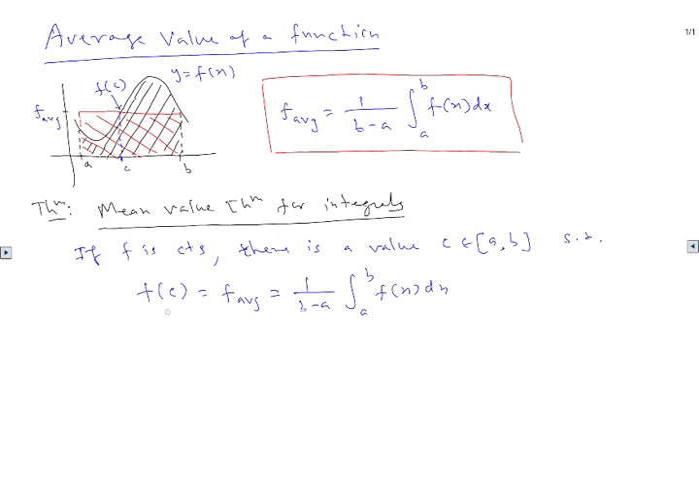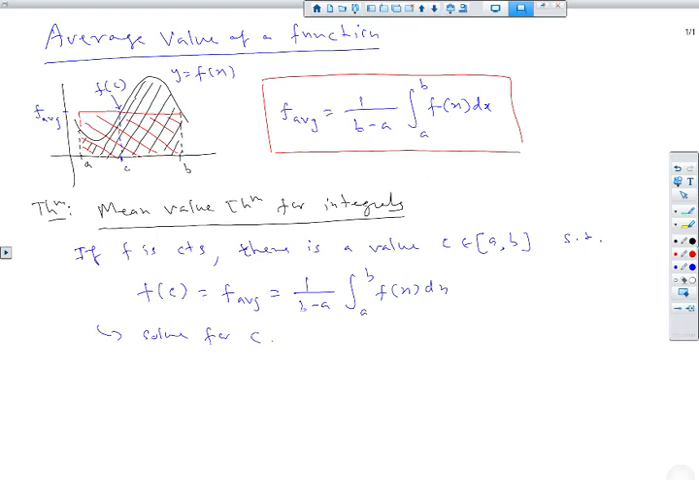Okay, it doesn't tell you how to find it, we just say there is one. So what we normally do is set that value equal to the function and solve for c. Okay, so let's just do one example just to get the idea.